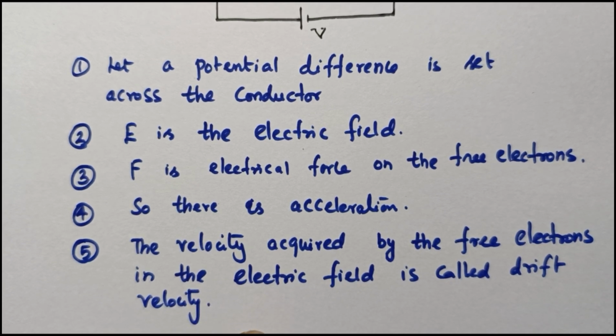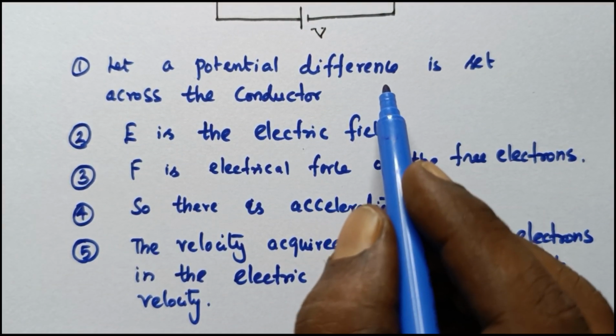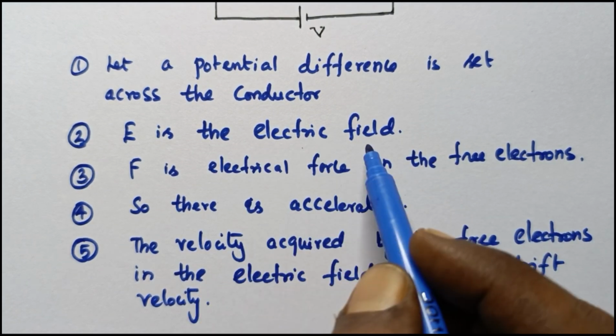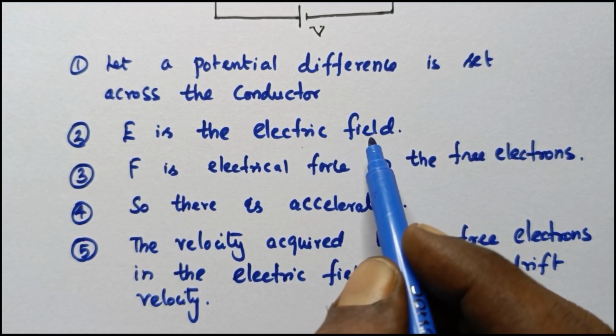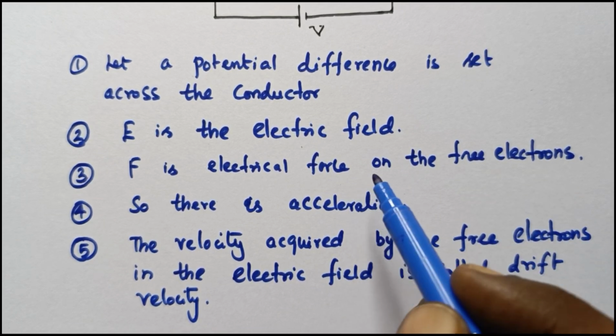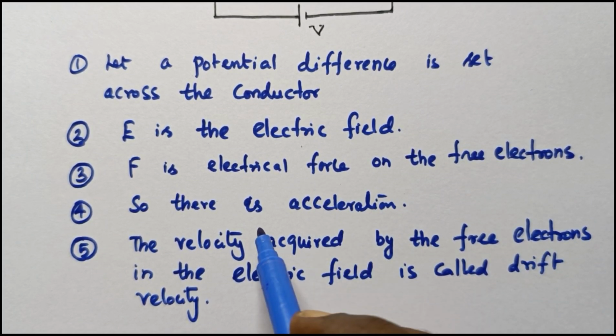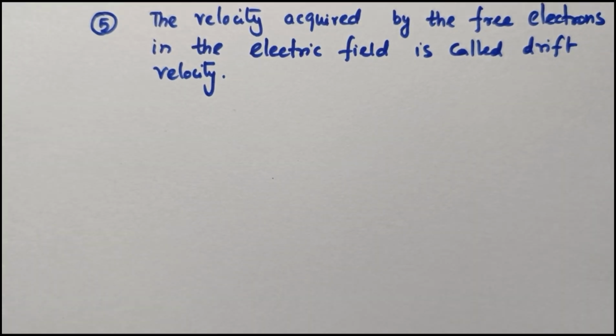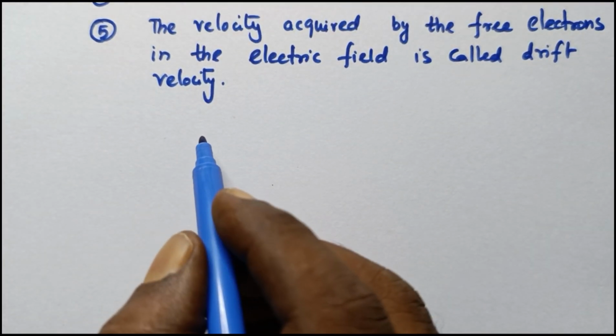ஸோ ஒரு கண்டக்டரை வந்து ஒரு பேட்டரியோட கனெக்ட் பண்ணும்போது என்ன நடக்குதுன்னு பார்த்தோம்னா ஒரு பொட்டன்ஷியல் டிஃப்ரென்ஸை நம்ம அப்ளை பண்ணுறோம் அண்ட் பிகாஸ் ஆஃப் திஸ் பொட்டன்ஷியல் டிஃப்ரென்ஸ் அண்ட் எலக்ட்ரிக் ஃபீல்ட் இஸ் கிரியேட்டட். இந்த எலக்ட்ரிக் ஃபீல்ட்னால் ஒரு எலக்ட்ரிக்கல் ஃபோர்ஸ் வந்து அந்த ஃப்ரீ எலக்ட்ரான்ஸ் மேலே அப்ளை ஆகுது. ஸோ தேர் இஸ் அன் ஆக்சலரேஷன். Now the velocity acquired by the free electrons when we are applying the electric field is called a drift velocity. Now what is the expression for the drift velocity ன்னு பார்க்கலாம்.